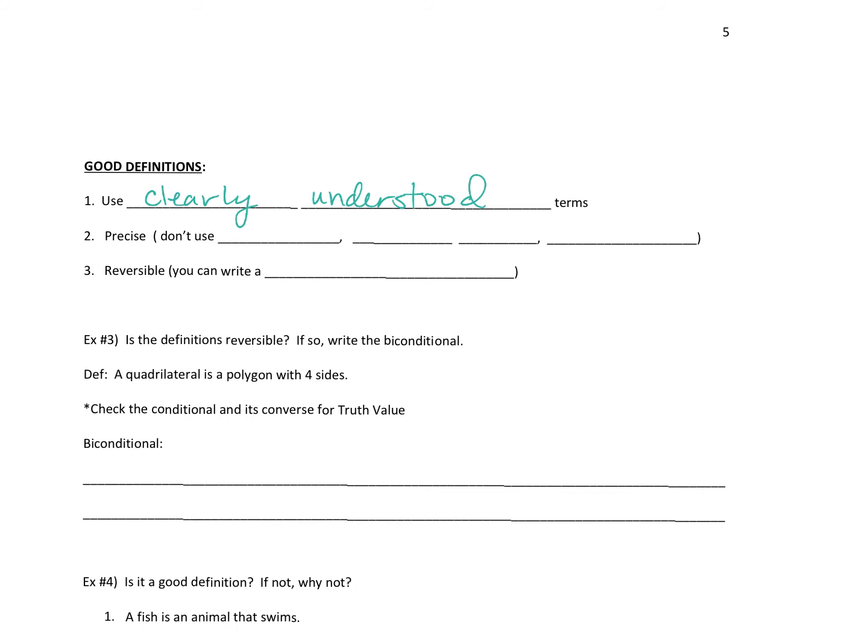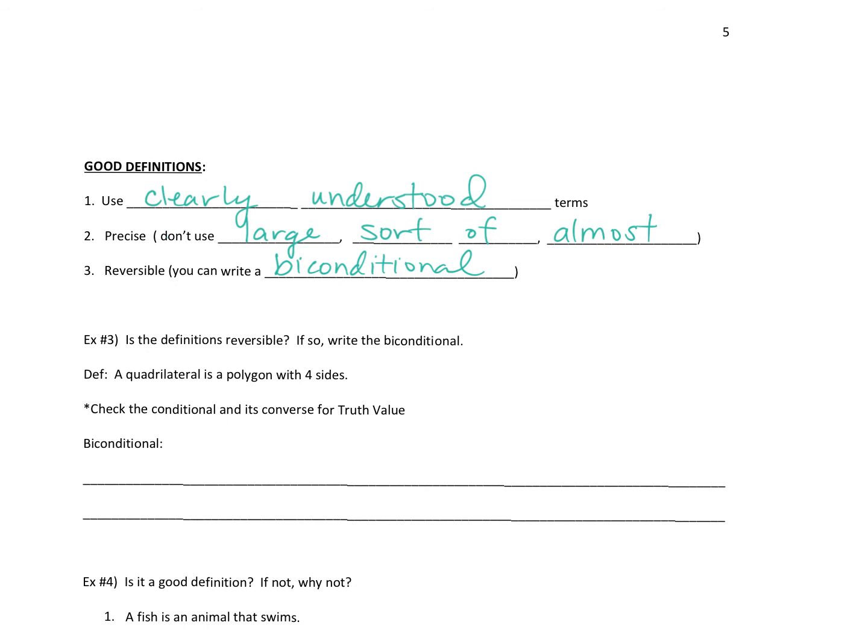Second thing is be precise. Don't use things like large, because what is large to an ant is probably pretty small to you, right? So don't use relative terms, large or sort of or almost, okay? We want more exact terms, be very precise in your terminology. And then the third thing is something is a good definition if it's reversible. In other words, if you can write a biconditional from it, it's a good definition, okay?